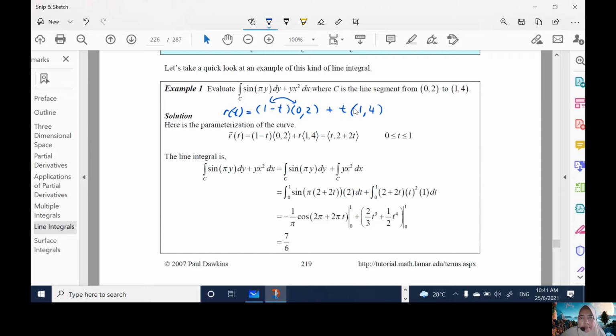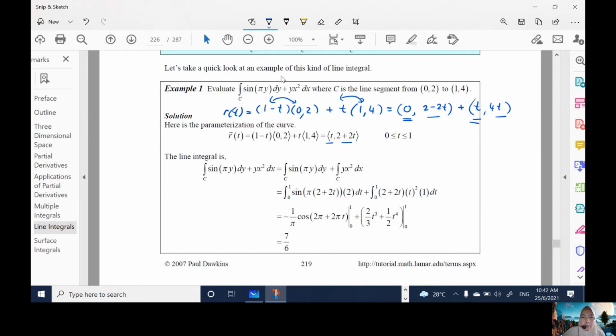So we open this bracket, and then we combine the x coordinate with the x coordinate, and the y coordinate with the y coordinate. For x, we have 0 plus t, which is t. For y, we have 2 minus 2t plus 4t, which gives 2 plus 2t. So this is the parametric equation. Then the limit for t is from 0 to 1, because the limit for a line segment problem is always 0 to 1.